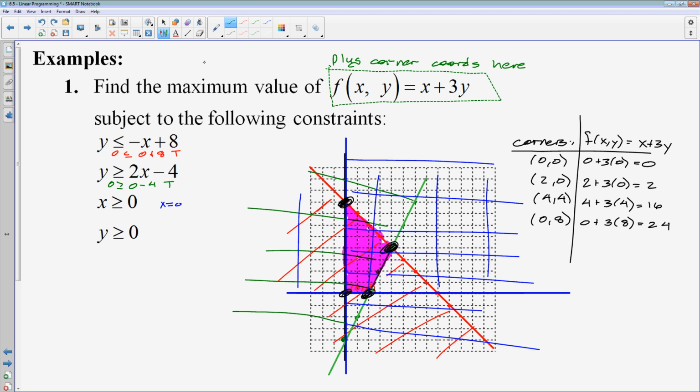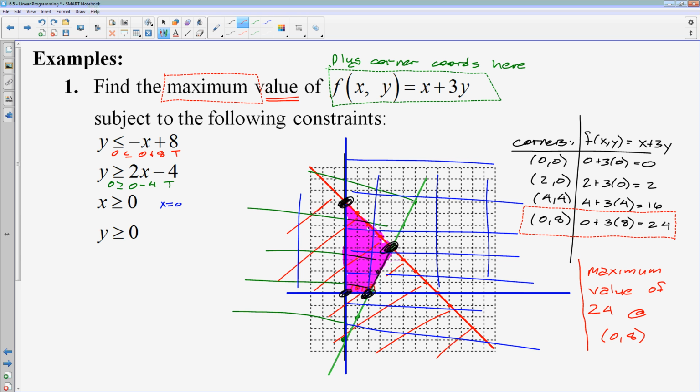Now that I've done that, I go back and I read the problem, because it's always good to read, builds character. I need the maximum. Now here's the really tricky part. Maximum means big. So we want to circle or point out the ordered pair that gave me the largest value for the function. So my maximum, I did specify the maximum value. The maximum value is actually 24, and it occurs at the point 0, 8.